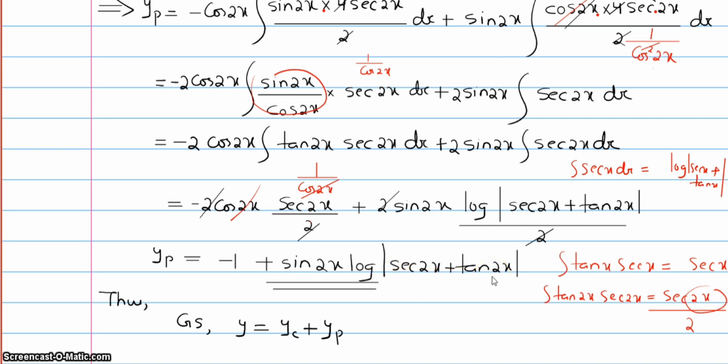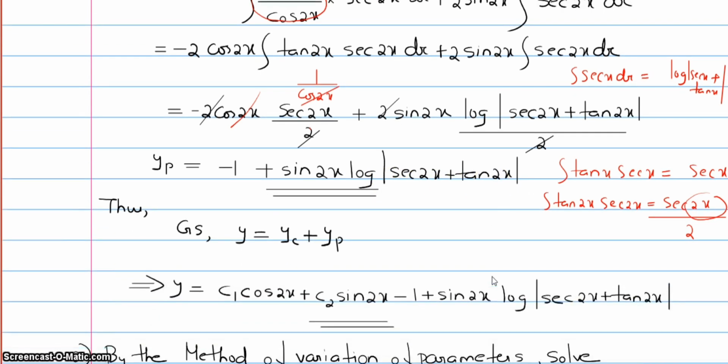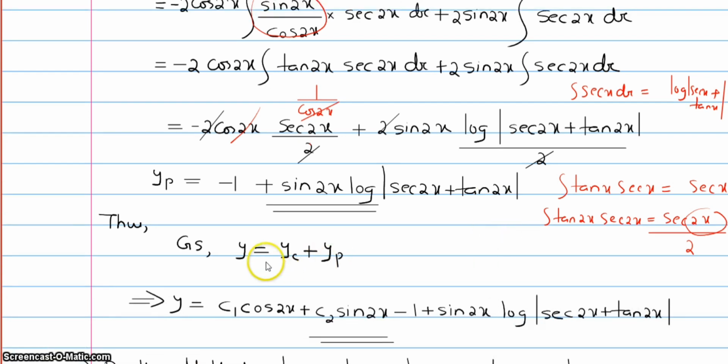Now the general solution will be the sum of yc and yp. Yc is c1 cos 2x plus c2 sin 2x, and the yp part is minus 1 plus sin 2x into log of sec 2x plus tan 2x.